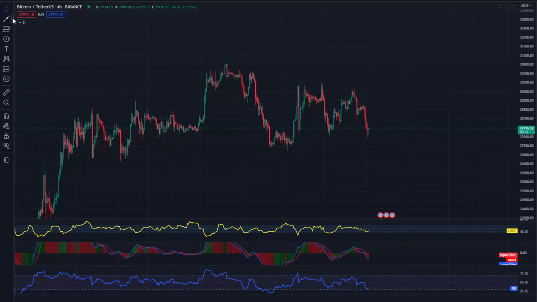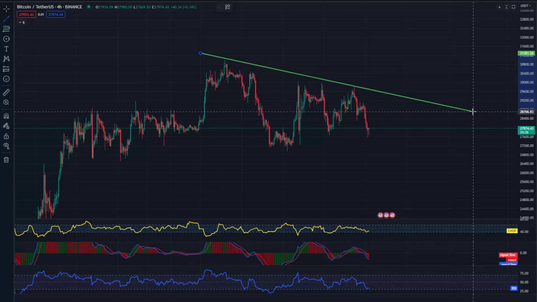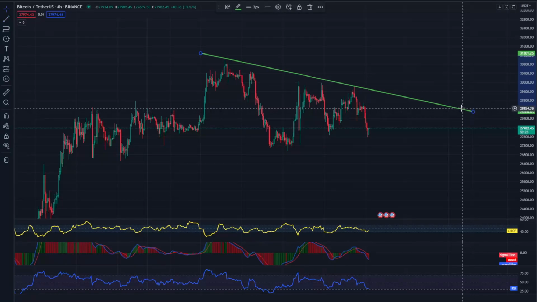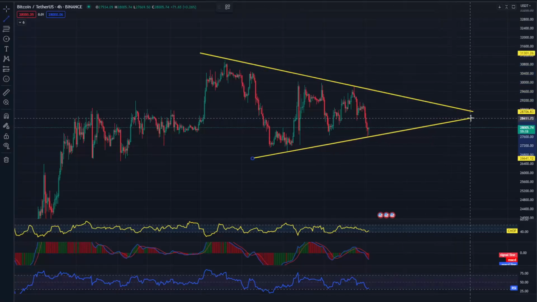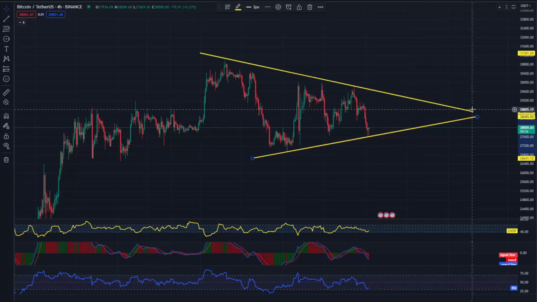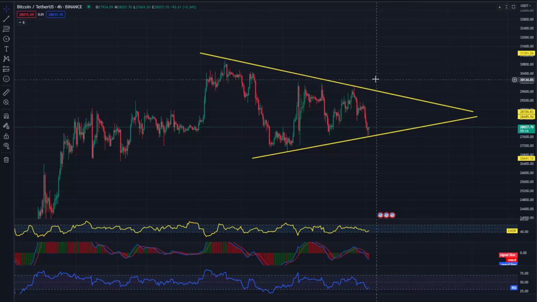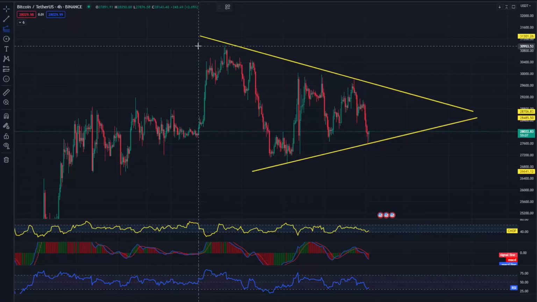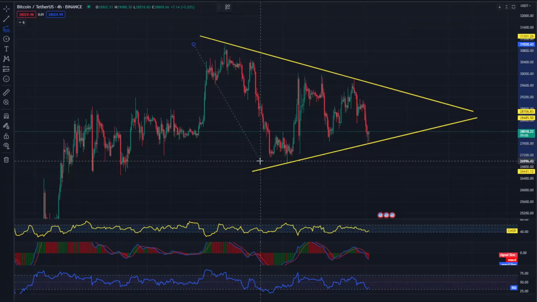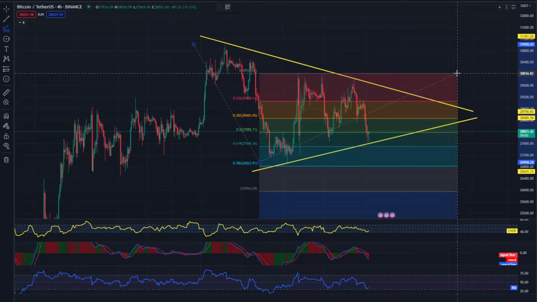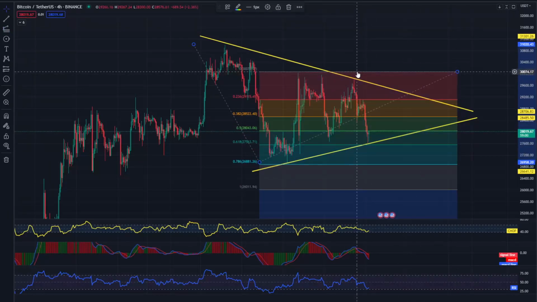Let's start by checking the current situation on the BTC pair to USDT, taking into account the 4-hour interval. First, we will use the yellow lines to mark the local triangle in which the price is currently moving. Now we can move on to marking the places of support in the event of a correction.